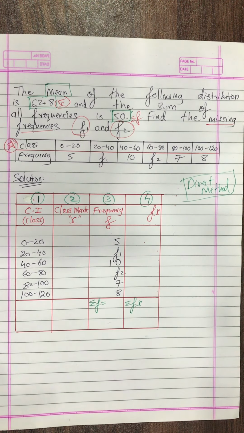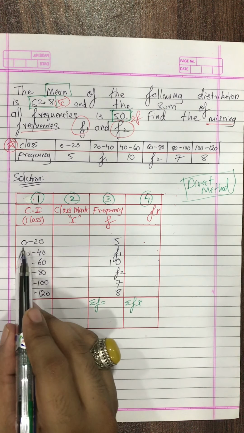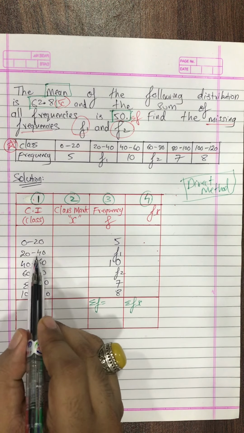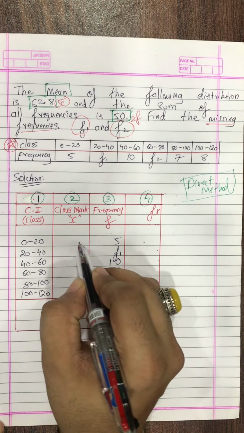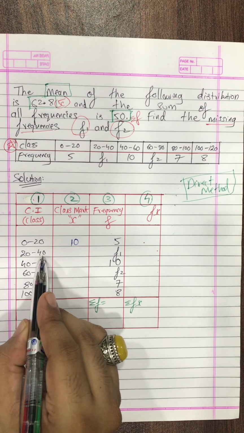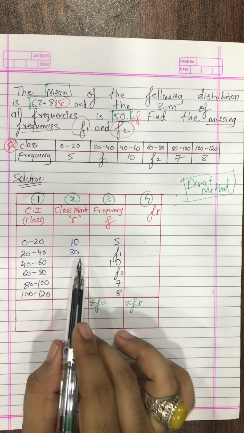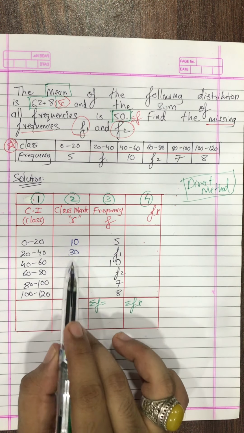Okay students, now here we have to find the class mark. What is class mark? Class mark is the average, as we already know. So 0 plus 20 upon 2, we are finding the average, so it comes to be 10. Now 20 plus 40 is 60, 60 upon 2 is 30. So now I got the idea that there is a difference of 20.